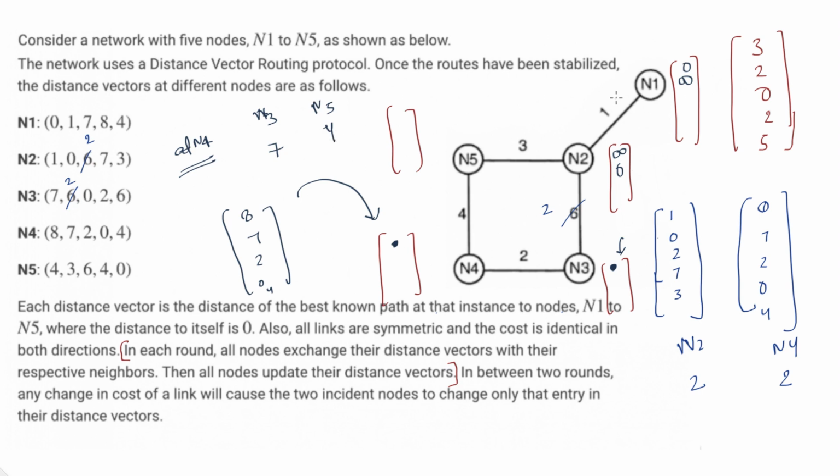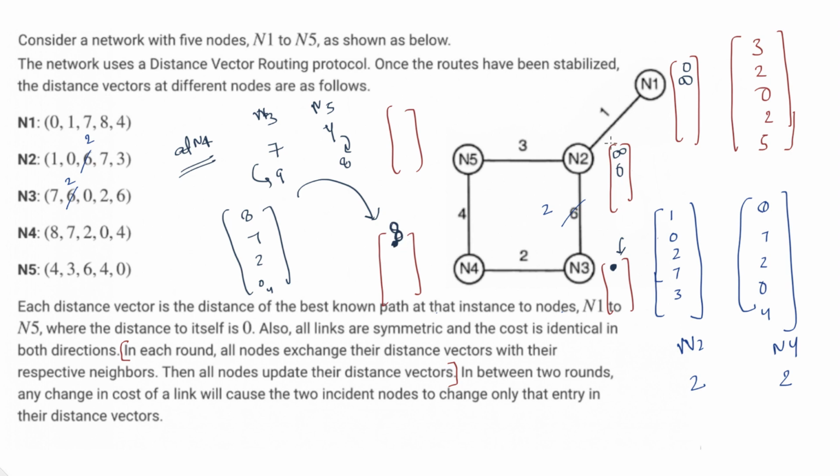Now don't worry about this link going down, because let me first calculate this entry, which is in the previous question. So from n3 to n4 it is 2, which means this will be 9, and then from n4 to n5 this is 4, which means this will be 8. So now n4 will be keeping it as 8 only, right, from the previous question. Now let this link be down.